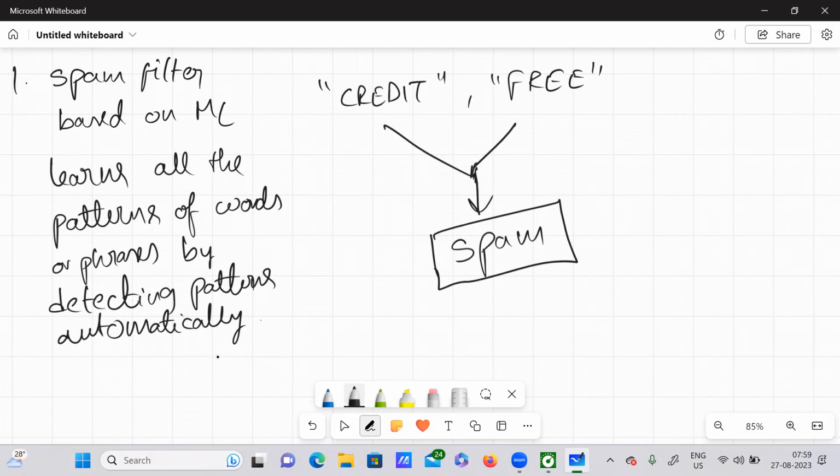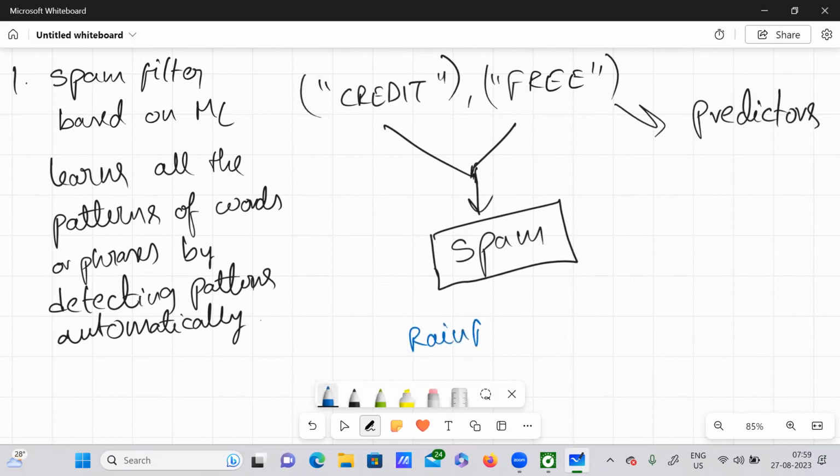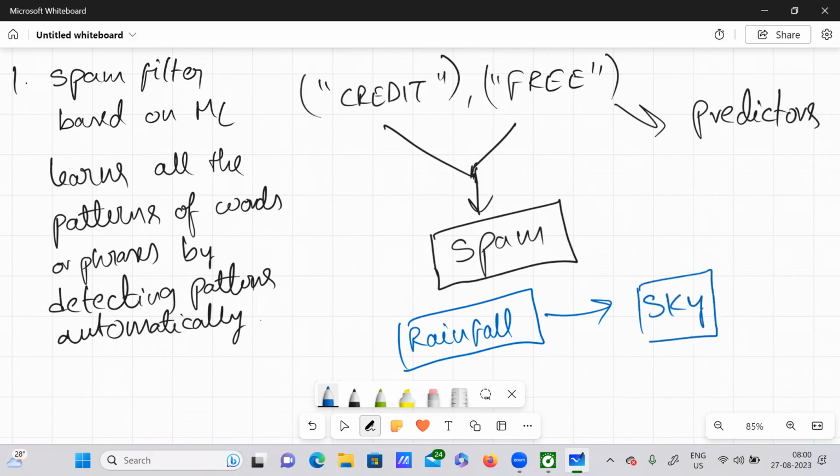Then what happens if it belongs to the spam category? These keywords, credit or free, are nothing but my predictors. What is meant by a predictor? For example, consider rainfall. Rainfall is my end task. If I want to predict the rainfall, what are the predictors that we need to look at? Maybe I'll check the sky. If the sky is very cloudy, then I can surely say that it is going to rain. So the sky is my predictor here.